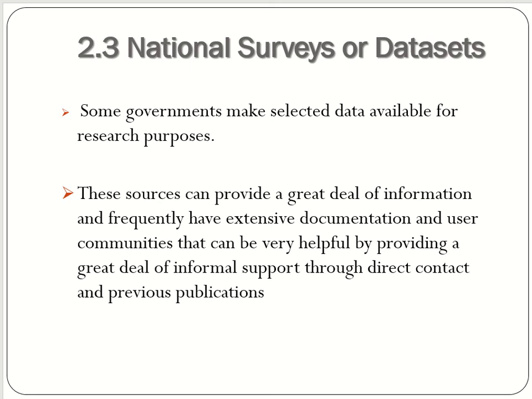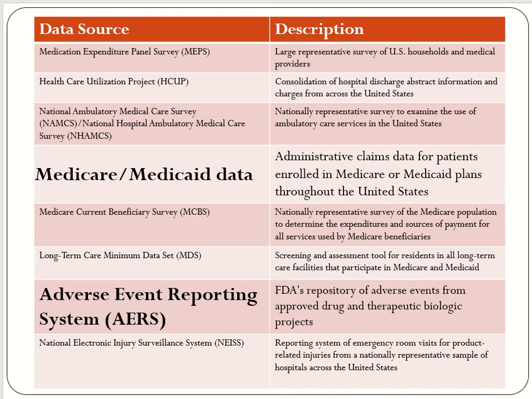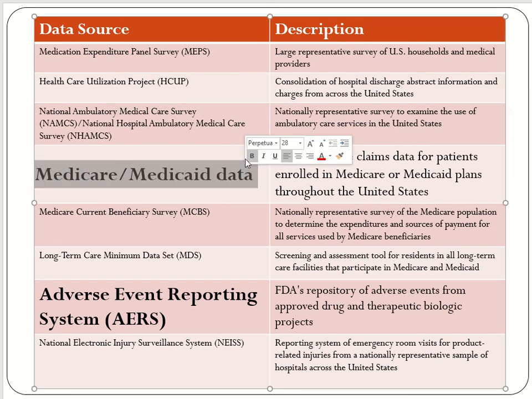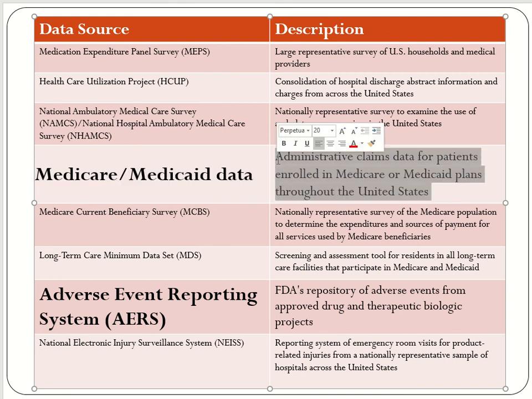Databases, for example, could be registries, like kidney disease registries, cancer registries, and so on. So in the US, they have a number of registries and databases. You have probably already heard of Medicare and Medicaid data, administrative claims data for patients enrolled in Medicare or Medicaid plans throughout the United States.